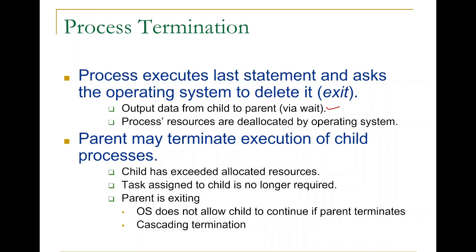Now the process resources are deallocated by the operating system. So the resources that were used by that child are taken away and kept for another process to use. A parent may terminate the execution of a child process. First, if a child has exceeded the allocated resources, a parent process may terminate it because it's affecting other processes. Second, if a task assigned to a child is no longer required, the parent may terminate that child.